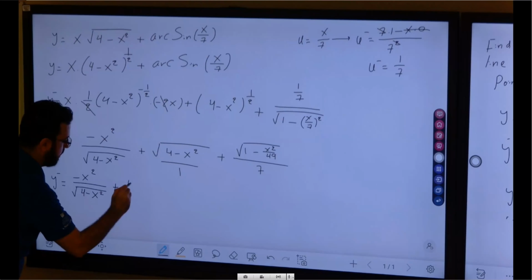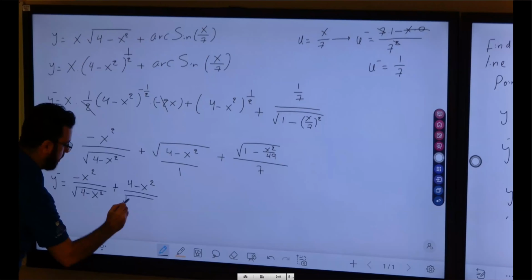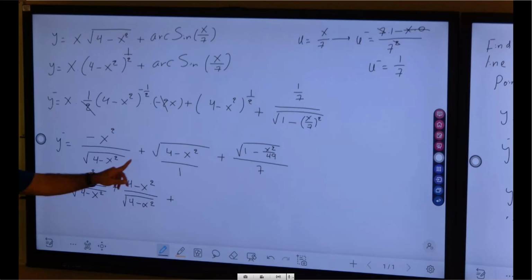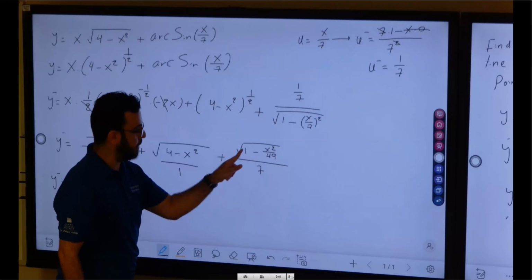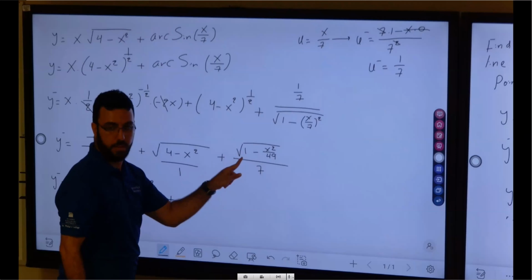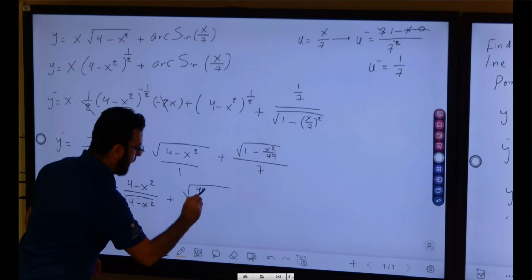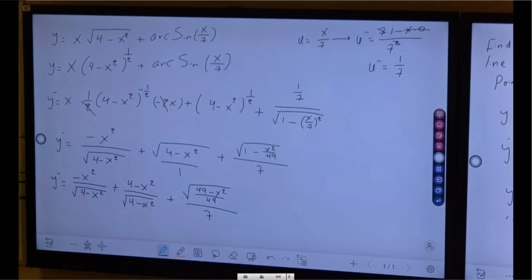So on the top, it's going to be 4 minus x squared. On the bottom, it's going to be what? Square root of 1 minus x squared. Okay? Plus, let's check here. I'm done with this one. Let's check here. Need to find the common denominator here. So multiply this one by 49 over 49. Yes? Yes. So it's going to be square root of 49 minus x squared over 49 and everything over 7. Is that cool?